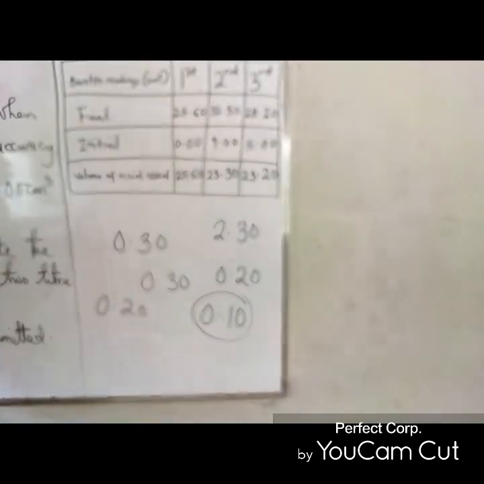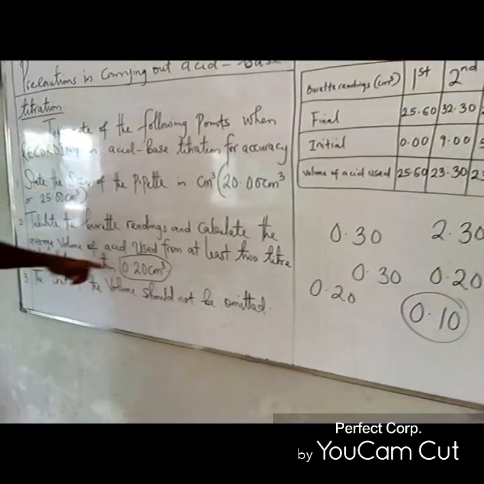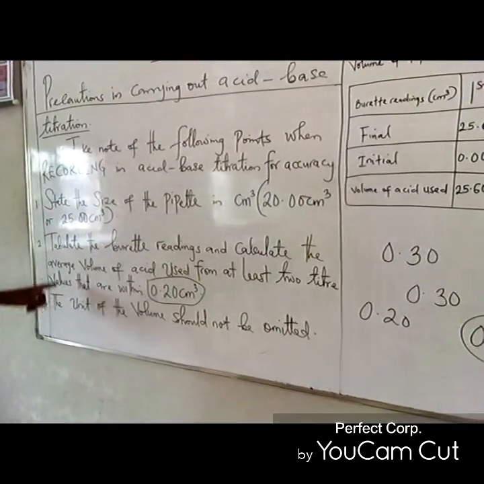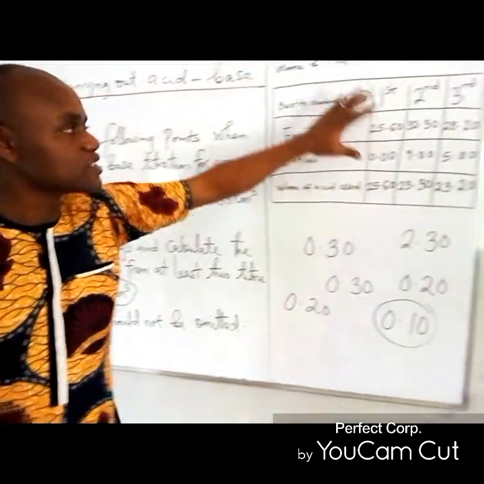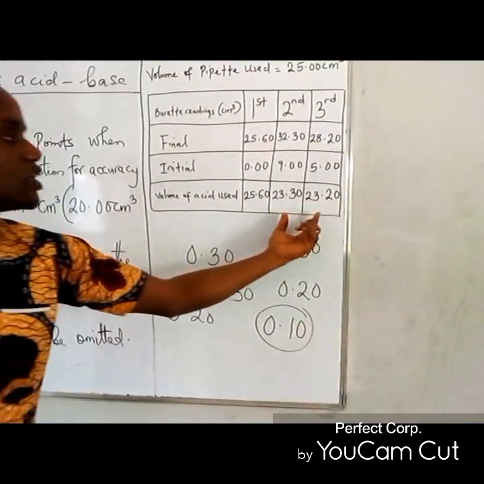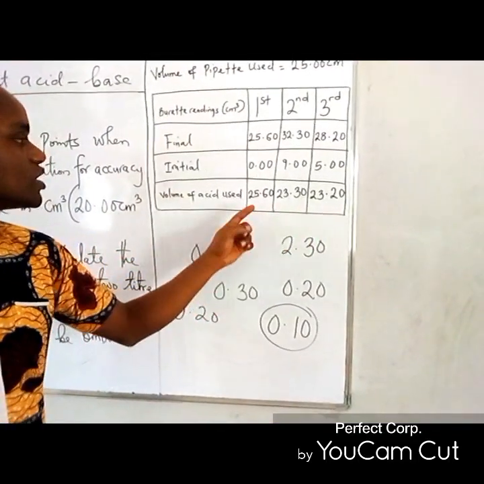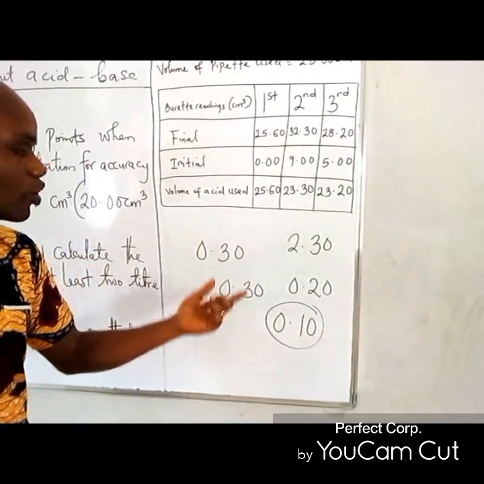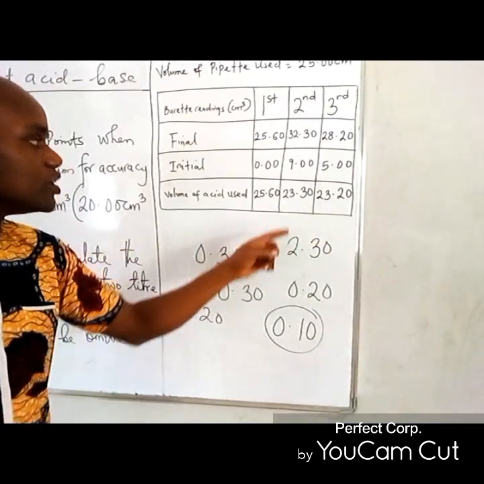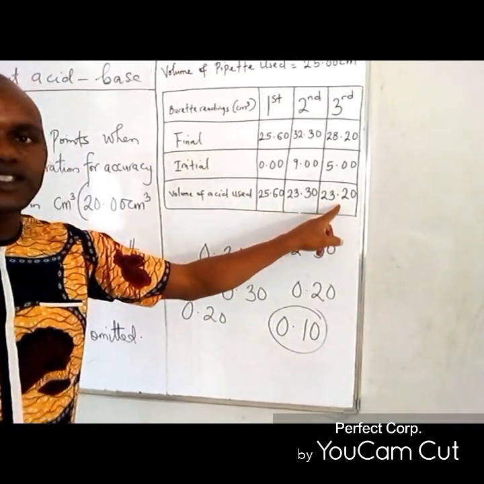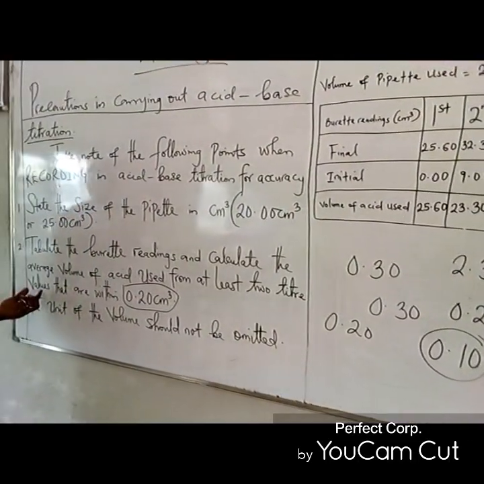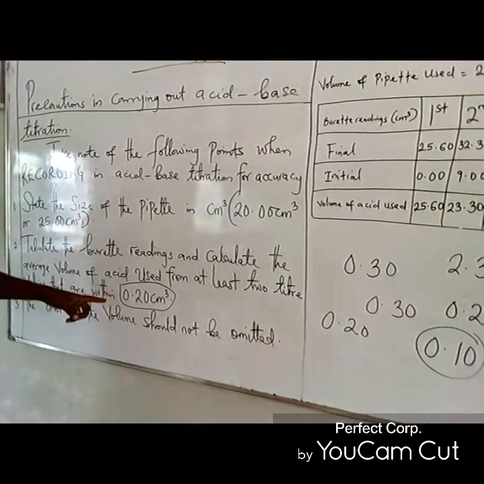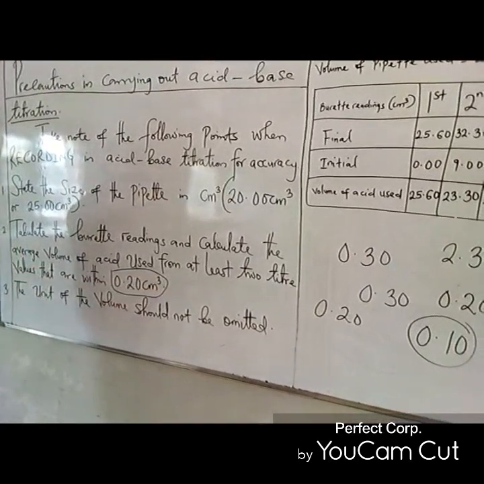So that means that we want to calculate the average volume of acid used. We are going by this table now, we are going to make use of these two numbers, not this and this, or this and this. It's going to be this and this. So that is what is meant by saying that you should get two titre values that are within 0.20.